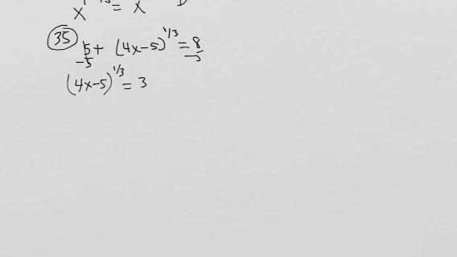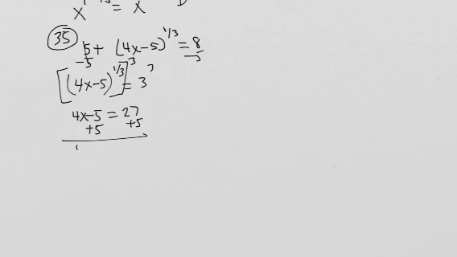So in order to get rid of the 1/3, I'm going to raise both sides to the 3rd power. So on the left side, I've got 4x minus 5. And on the right side, I've got 27. 3 cubed is 27. So I'm going to add 5. So 4x equals 32. Divide by 4. So x is 8.